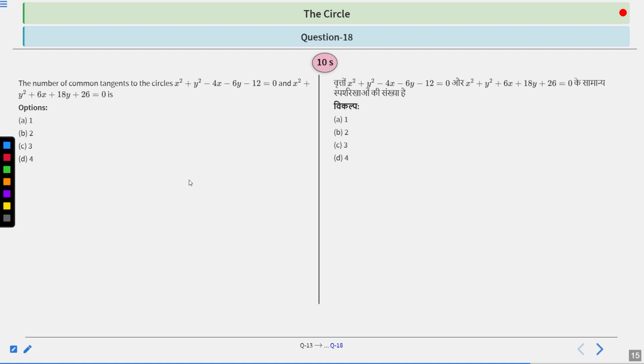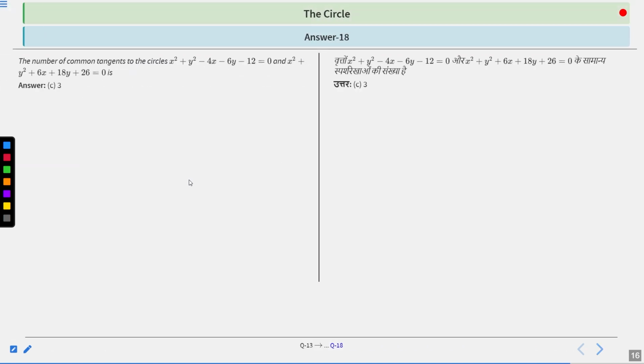You have 10 seconds to think about this question. After 10 seconds, we will discuss the solution part, right? Okay, let's move to the solution part.